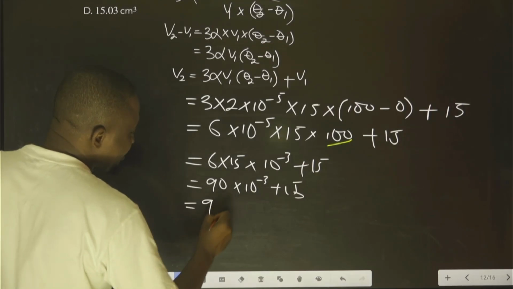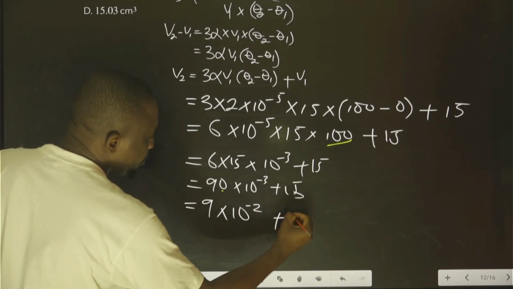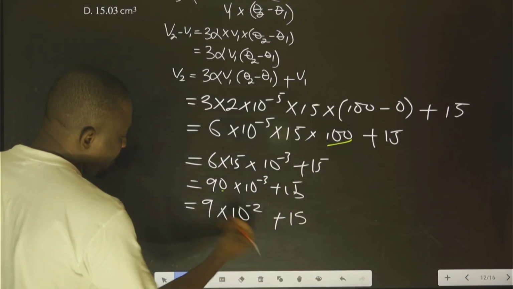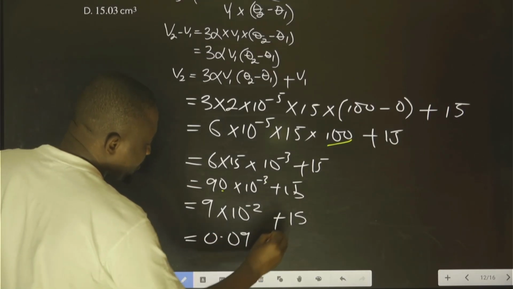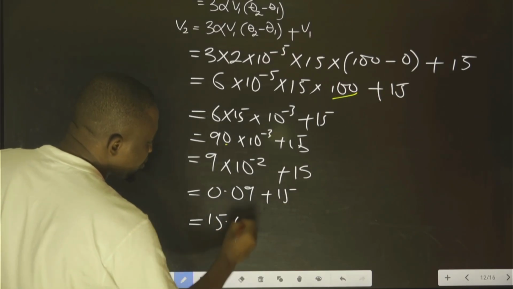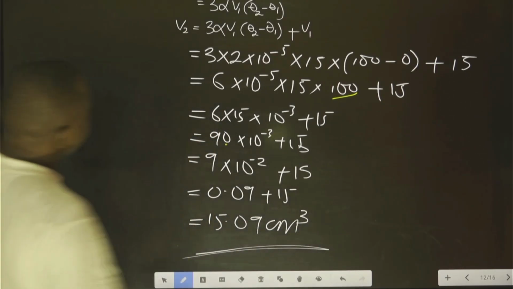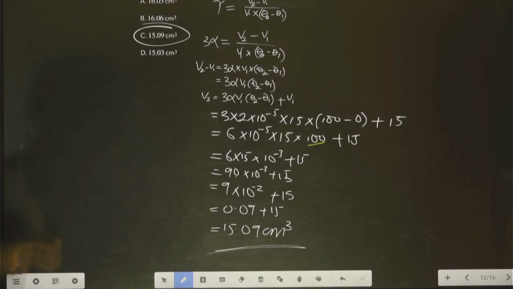Which is 9 times 10 raised to the power minus 2. Because of this 0, 1 will reduce here from minus 3 to minus 2. If we solve this now, you agree with me, you're going to have 0.09 plus 15. You agree with me, this is 15. You add then 15.09 in cm cube. Okay? C is the answer.